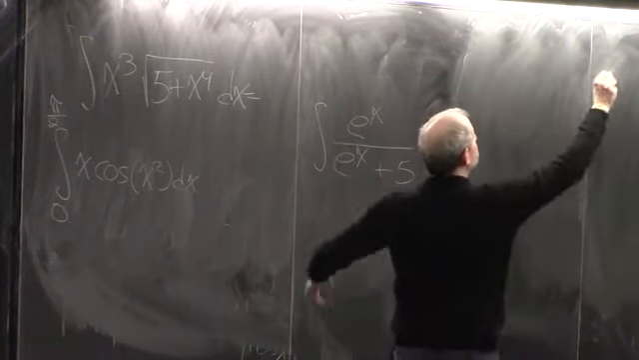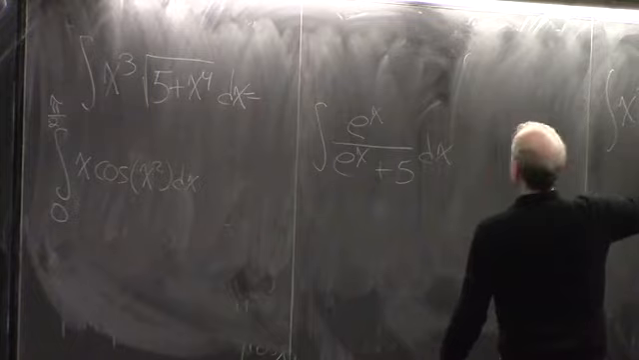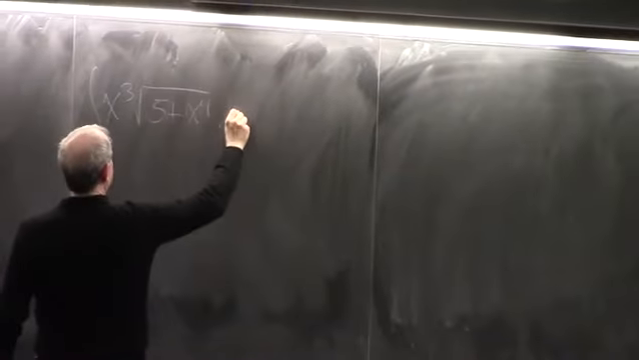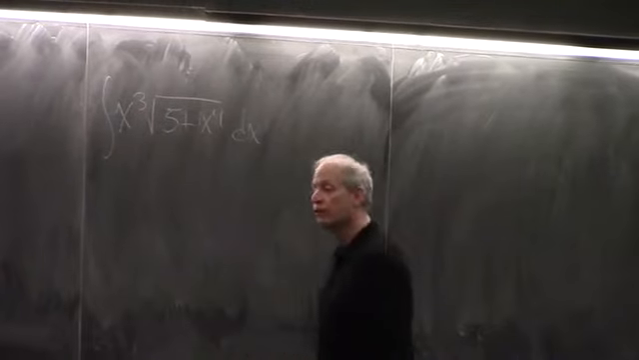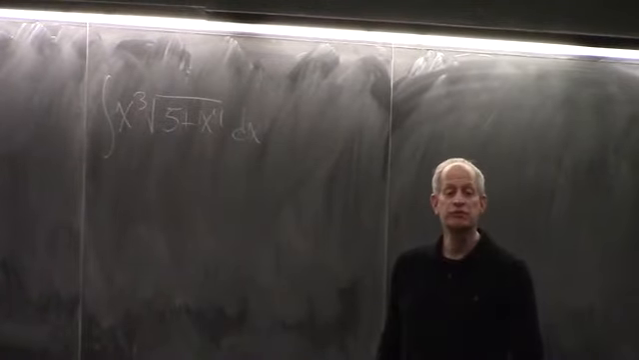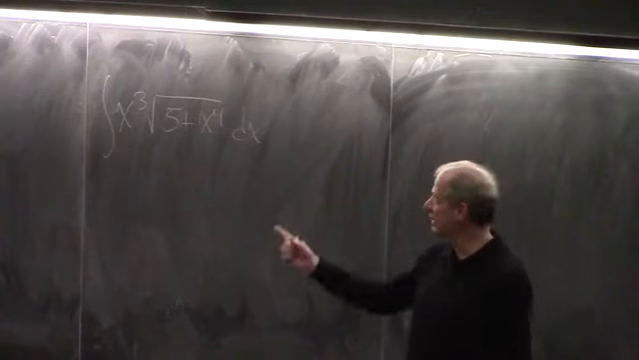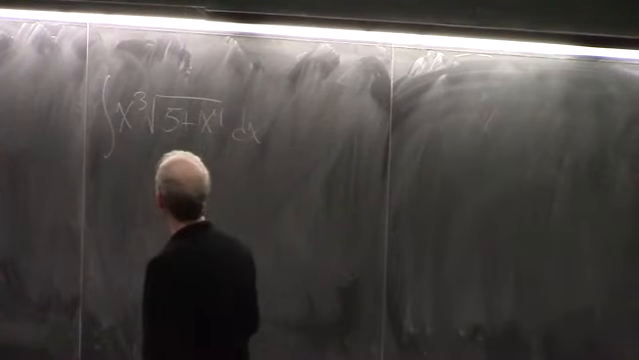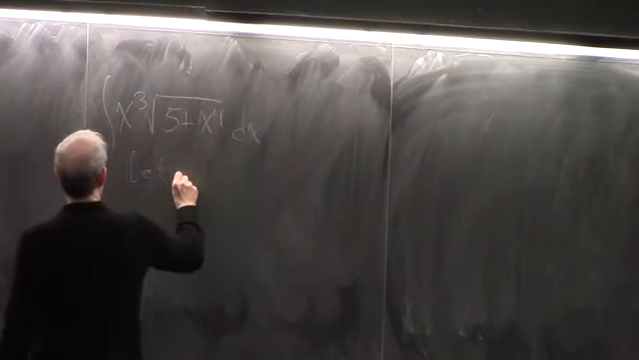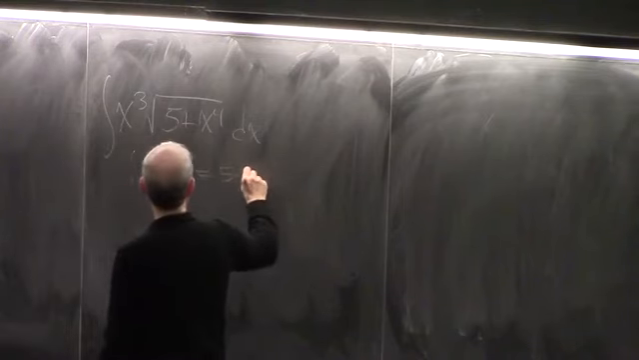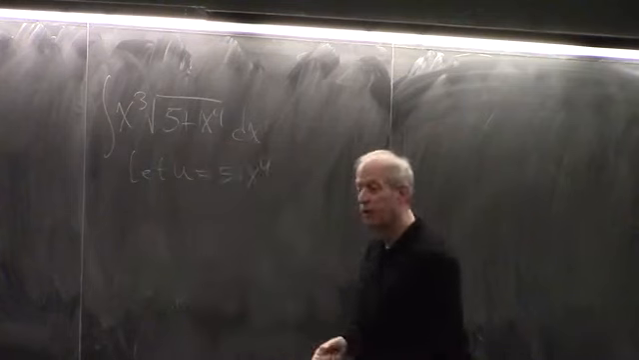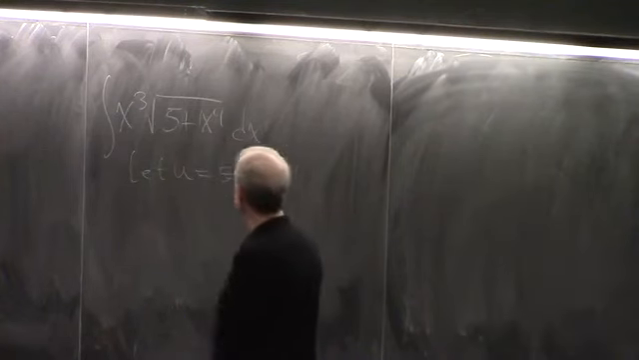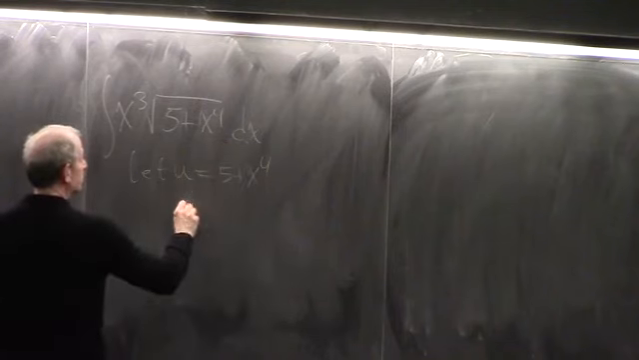Let's do the first one. So the integral of x cubed square root of 5 plus x to the 4th dx. You look for a function and its derivative. Well, the derivative of x to the 4th is 4x cubed. You had an x cubed. That's pretty close. So let's let u equal 5 plus x to the 4th. Then du is 4x cubed.